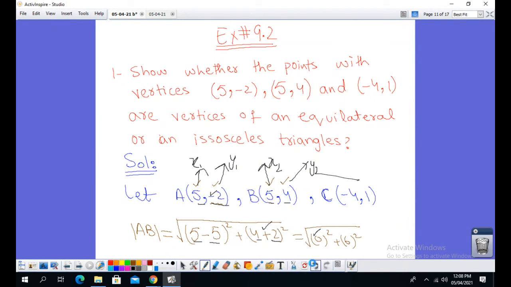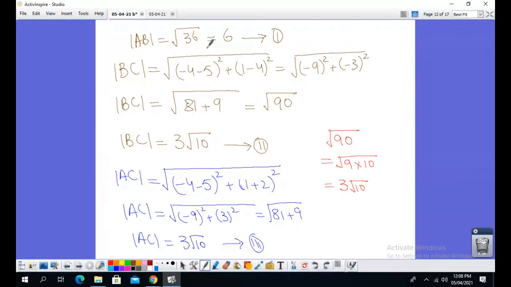After this, we simplify it and get the distance between A and B. The distance between A and B becomes square root 36. And what is the square root of 36? The square root of 36 is 6. We call it equation number 1.